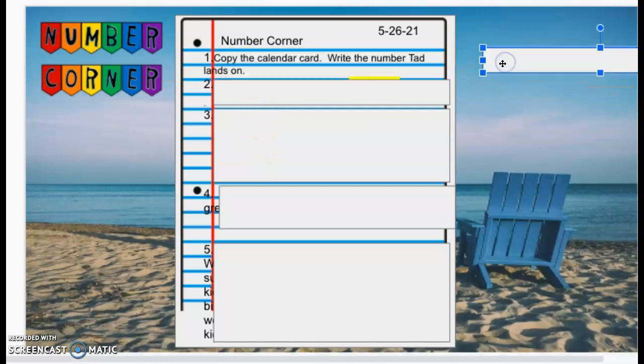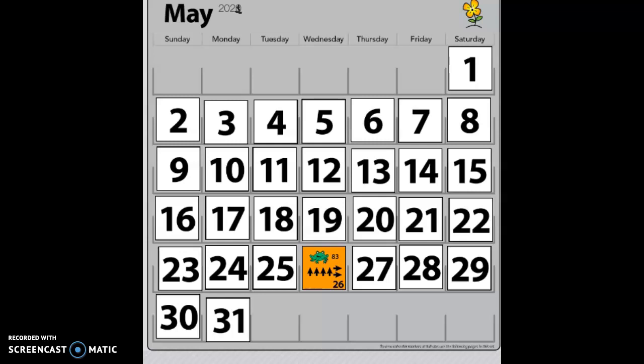Next to number 1, we are going to draw the calendar card and then write the number that Tad will land on. See that Tad is starting on number 83. He's going to go up 4 times. So start at 83, go up on the hundredths chart 4 times, and then over to the right 2 times. What number will Tad land on? Press pause if you need more time for number 1.